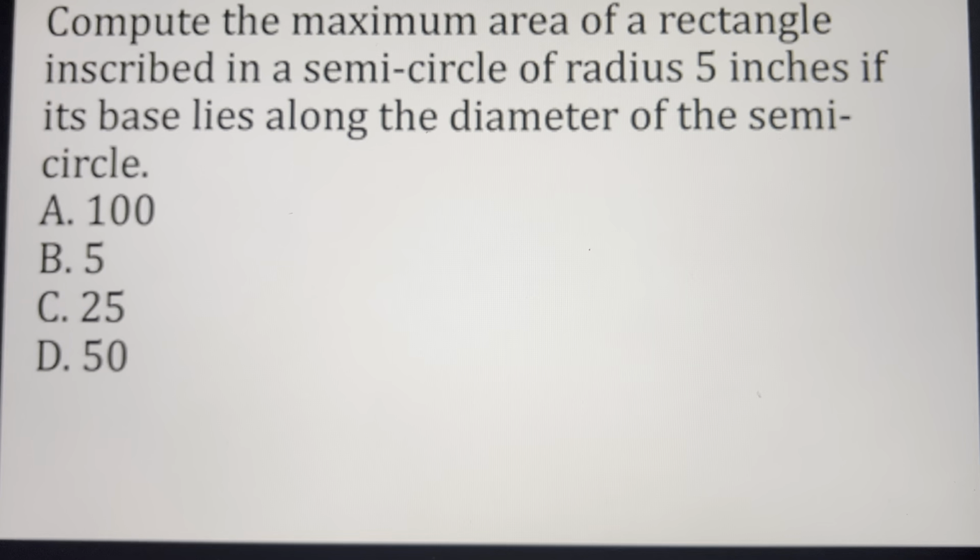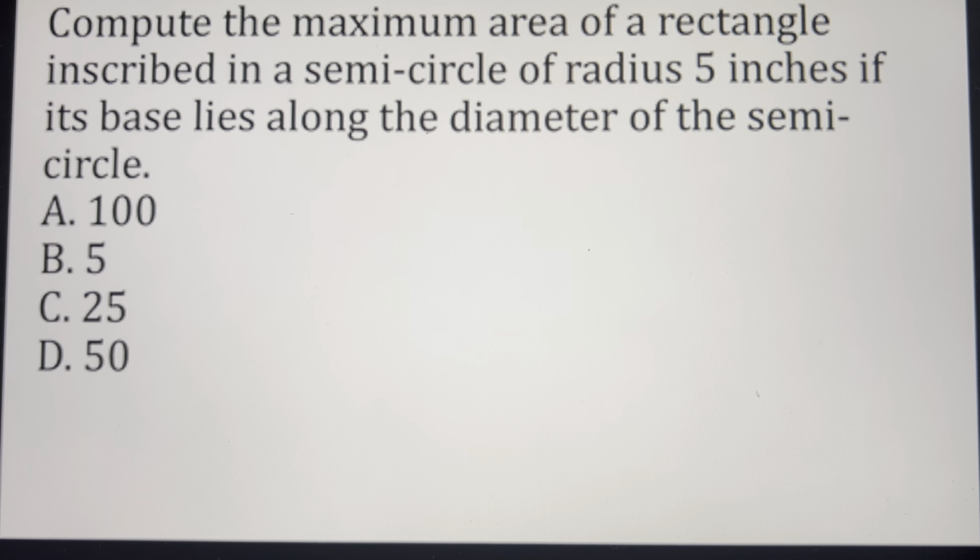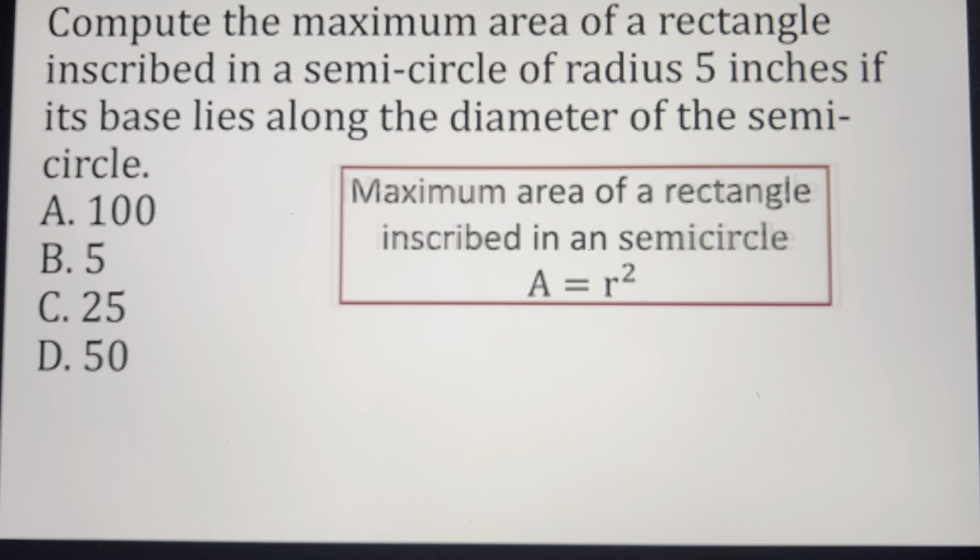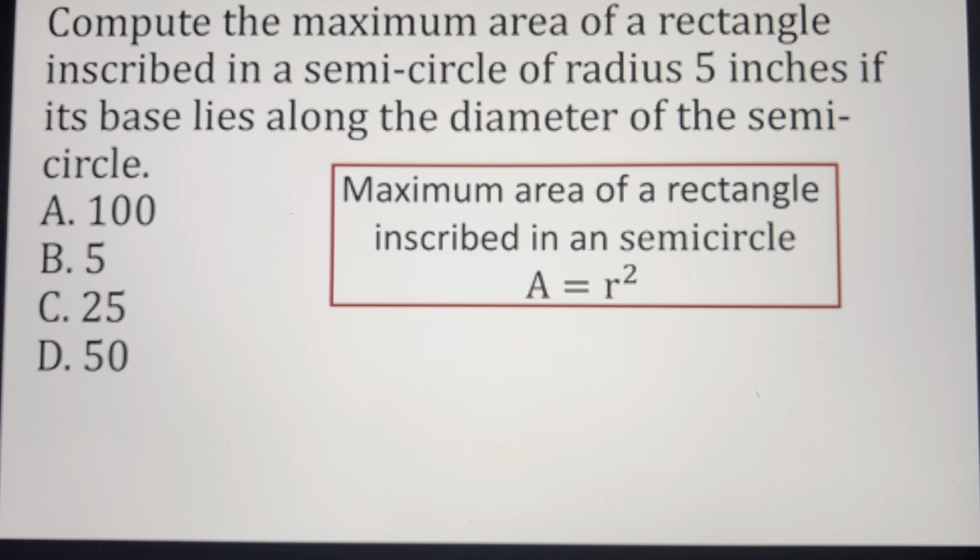Compute the maximum area of a rectangle inscribed in a semicircle of radius 5 inches if its base lies along the diameter of the semicircle. So using a maxima minima procedure, the maximum area of a rectangle inscribed in a semicircle will always be the square of the radius. So area will be radius of 5 squared. So answer will be 25.